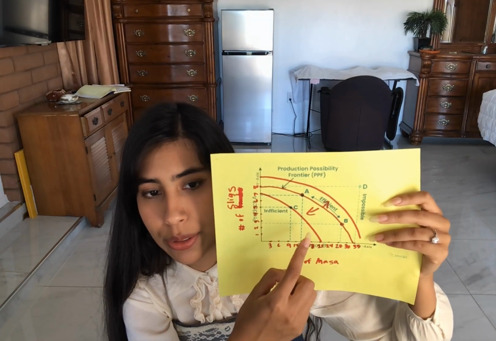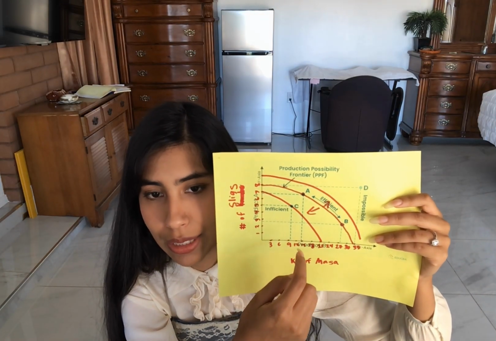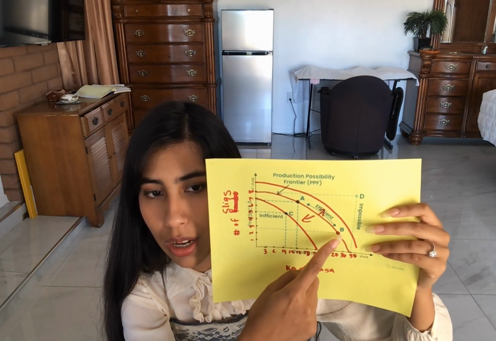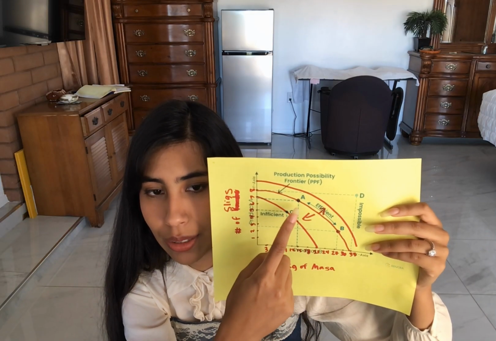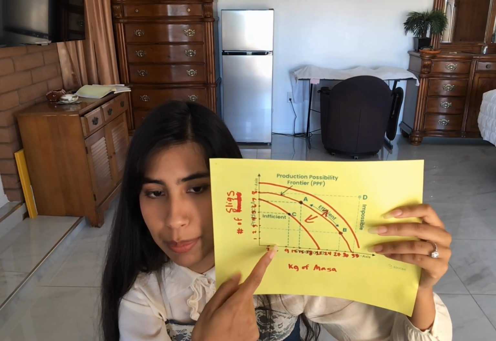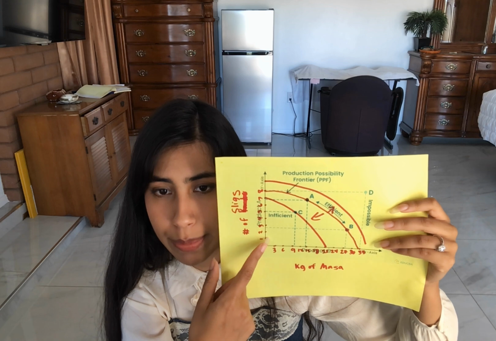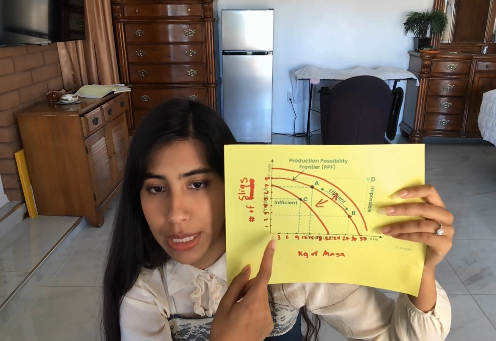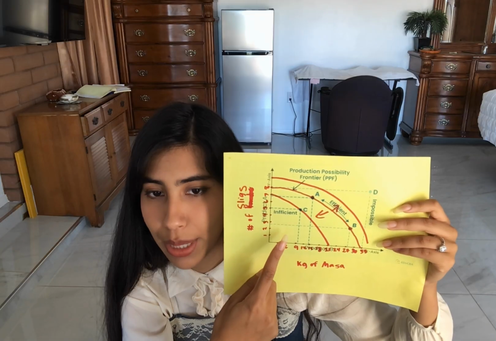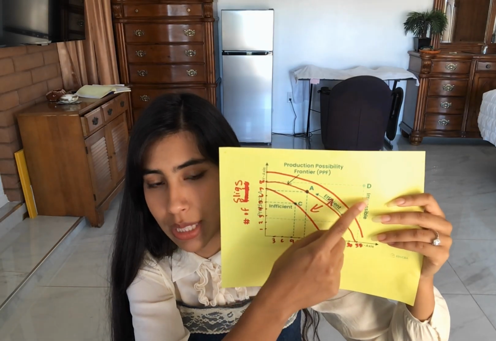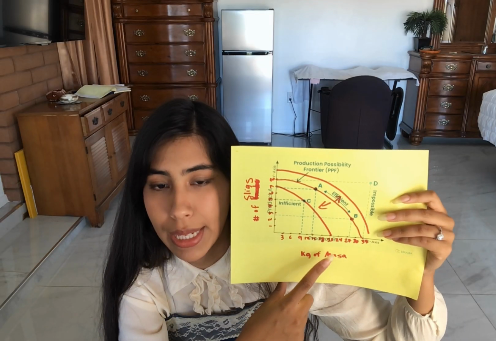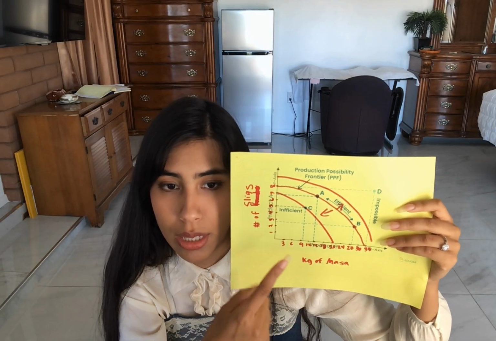Now we can go into these outer and inner lines. The inner area of the line right here would be an inefficient blend. For example, I can make 3 kilograms and make 1 sling, but obviously I have more resources and I can definitely make more, so that would be an inefficient blend. And outside of the line would be something that's impossible for me to make given my resources and time.